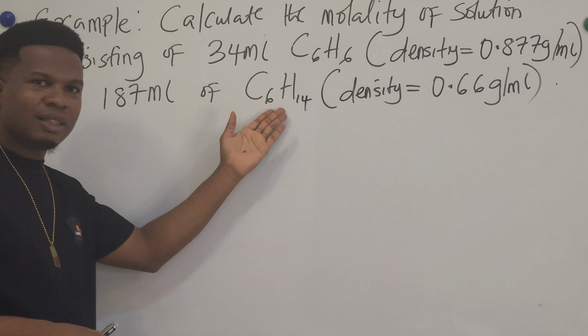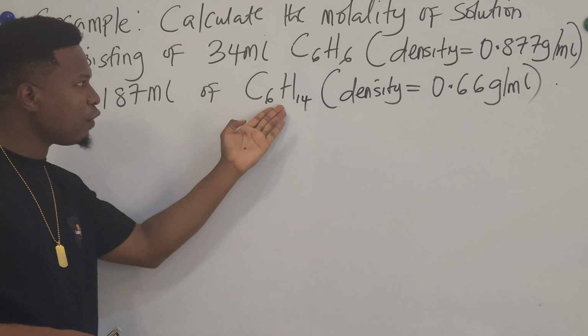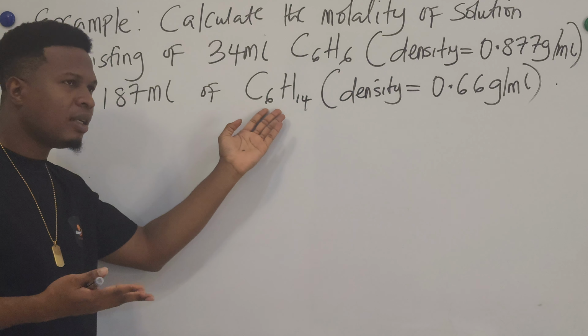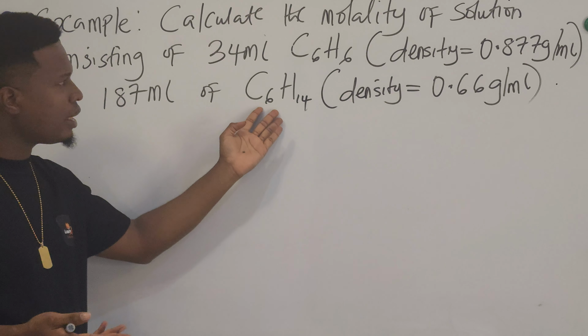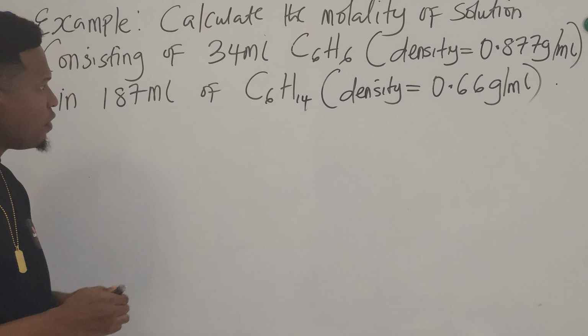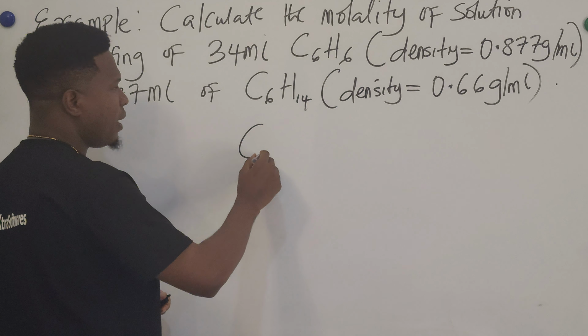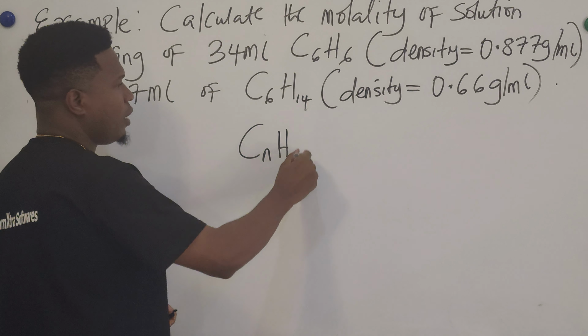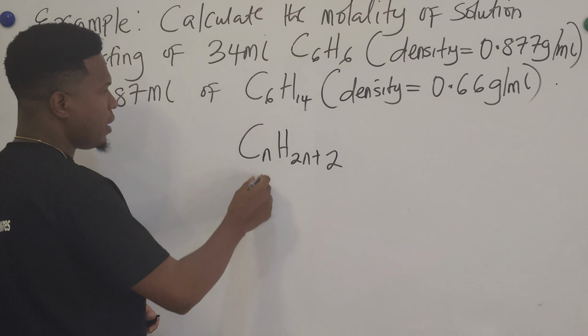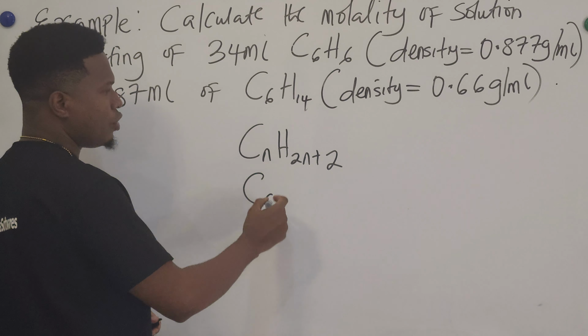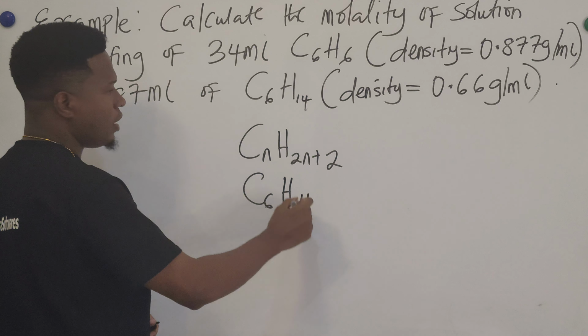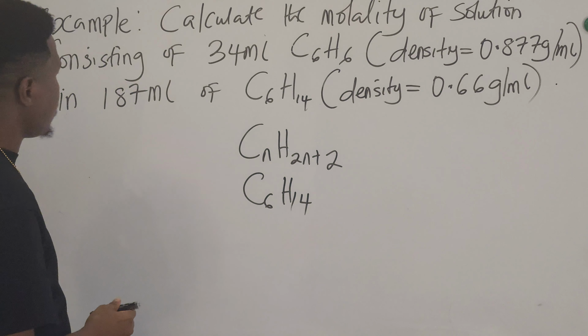While this compound, C6H14, should be hexane, if I'm not mistaken. Let's check if it satisfies the formula for alkane. Put 6 here: C6, 2 times 6, 12 plus 2, 14. Yeah, it's hexane.